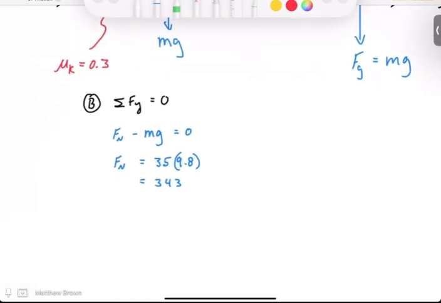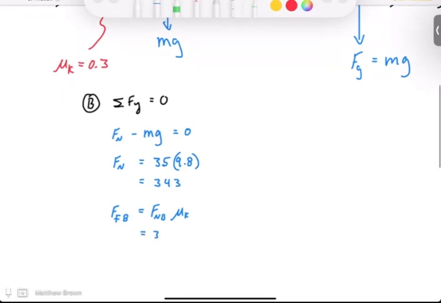Then I can actually calculate the force of friction on block B, which is going to be the normal force on block B times the coefficient of kinetic friction. So that's just going to be 343 times 0.3, and I get 102.9.